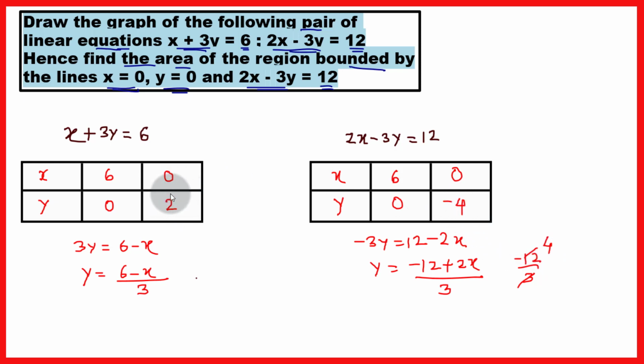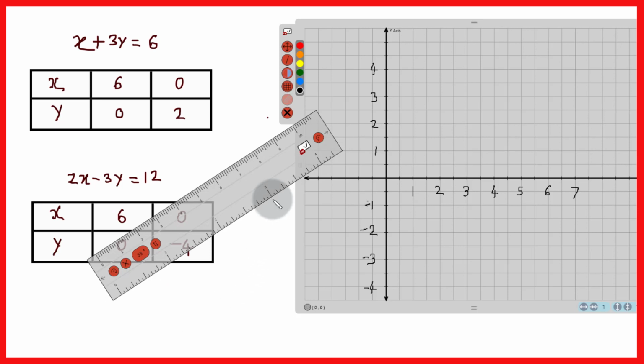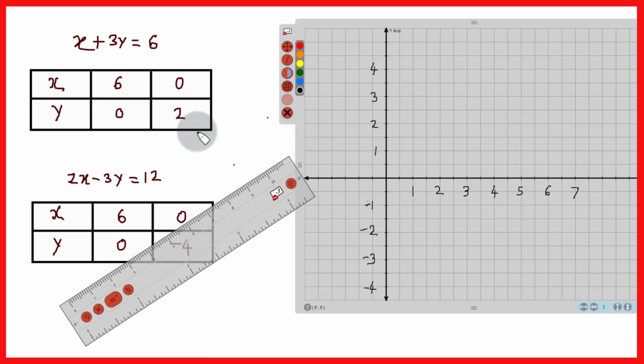Now you have got the coordinates of x and y for the first equation as well as the second equation, and now we will plot the graph. So go to the next page to plot the graph. Here, friends, first we will plot the graph for x plus 3y is equal to 6.